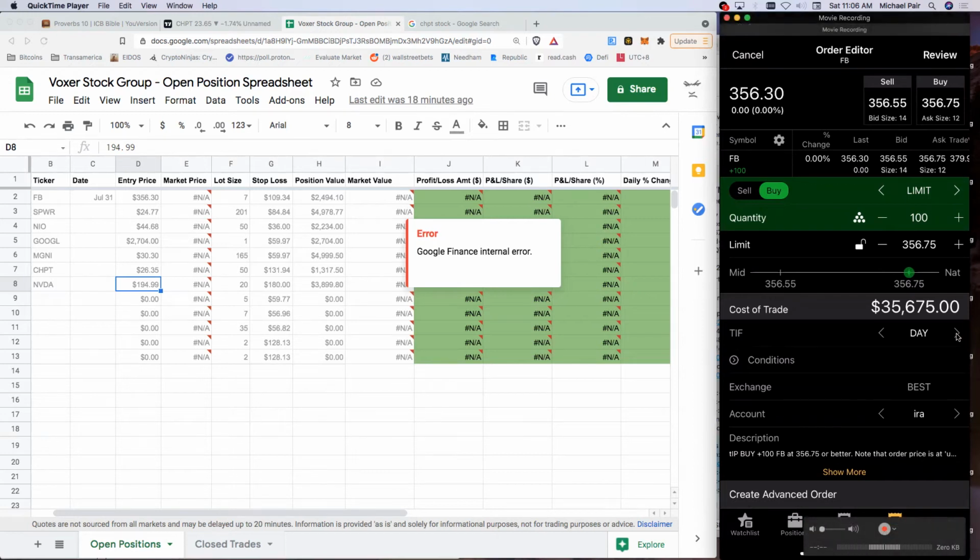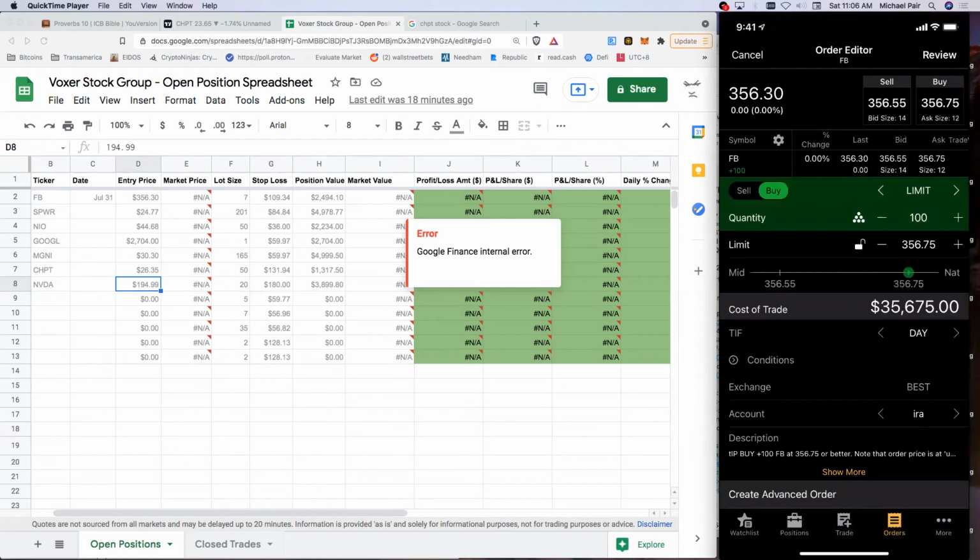All right, so the options are day. I'm sorry, I keep clicking on the computer, but it's actually on my phone. Day. Good to cancel means the order will be open for a couple months. EXT means that you can trade in the after hours or the pre-market hours. Pre-market starts at 8 o'clock Eastern Standard Time to about 9:15, and then after hours starts, I think, at like 4:05 until 8 o'clock in the evening. So those are after hour conditions.